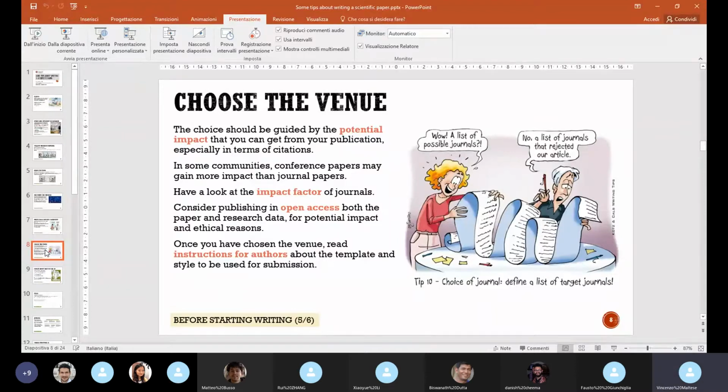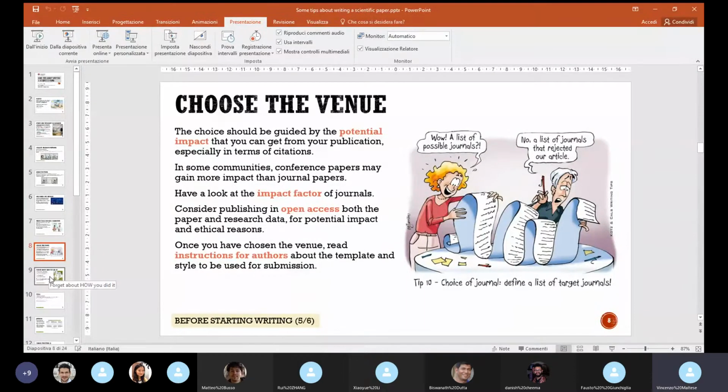Last point is that whenever you prepare yourself to write for a certain venue, you have to consider the instructions for authors. So every journal, every conference has its own template that you have to make sure you use in order to publish the paper in that venue.